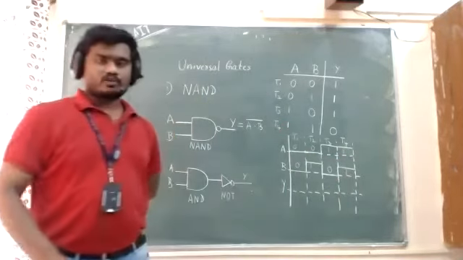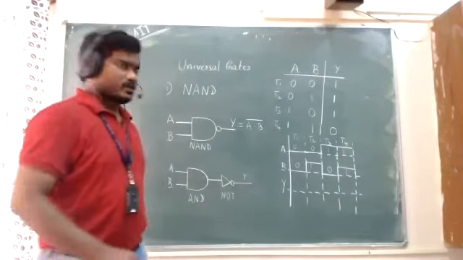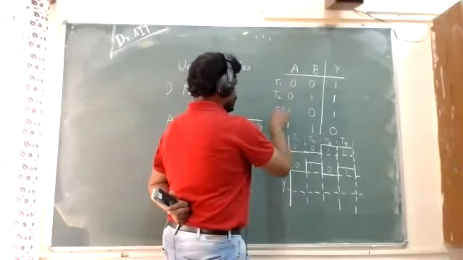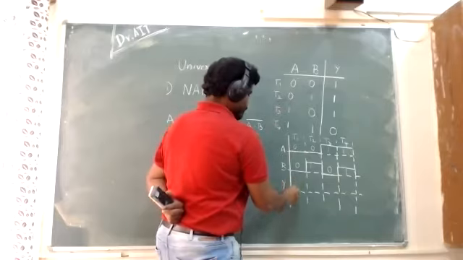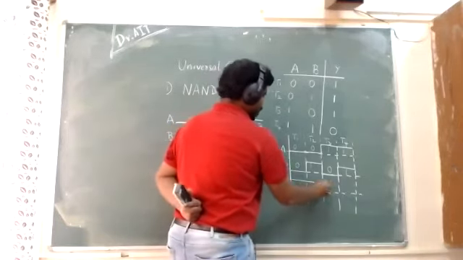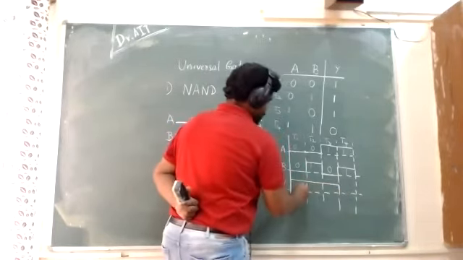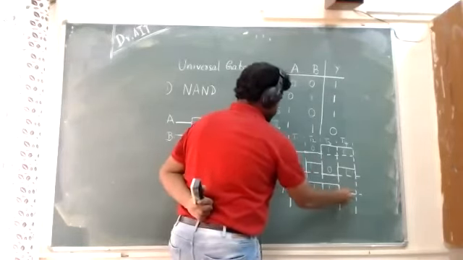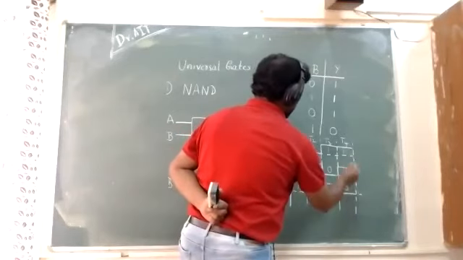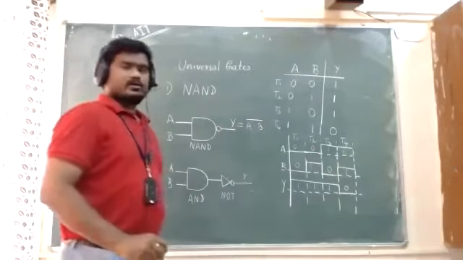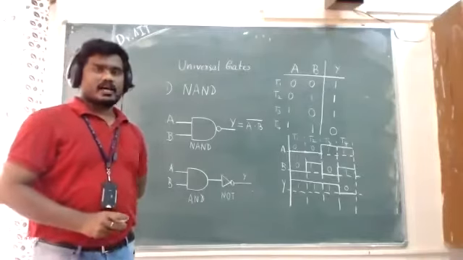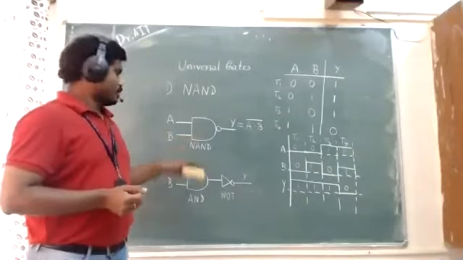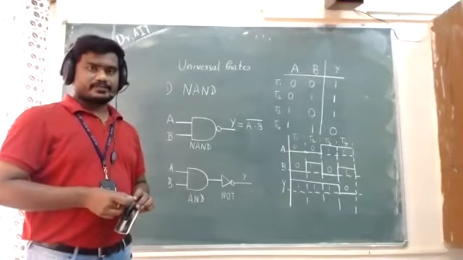And I need to draw the output waveform also. Now the output waveform for T1, T2, and T3 is logic 1, and for the last case, its value is equal to 0. Okay, so this is regarding the truth table, symbol and timing diagram of the NAND gate.